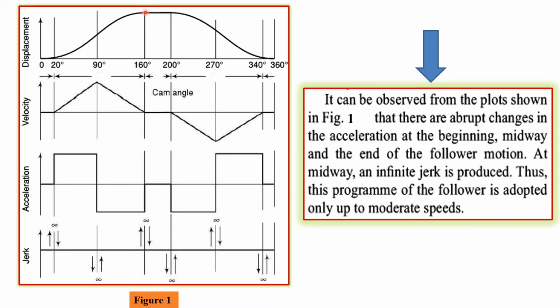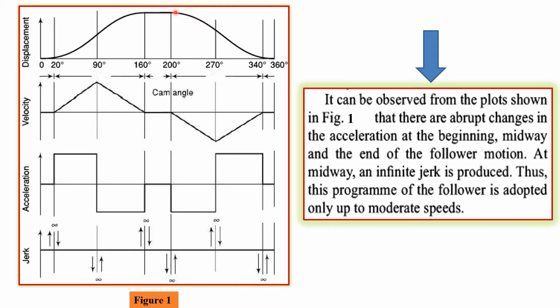Then from 160 degree to 200 degree, the follower observes a first dwell period of 40 degree, and there is no movement of the follower. It is now at this particular location, the follower is having its maximum lifted position, and it remains at that position for 40 degree rotation of the cam. So this is the first dwell period. The movement of the follower is 0 here, so the velocity of the follower becomes 0 during this time interval. From 200 to 340 degree of cam rotation, the follower again returns back.